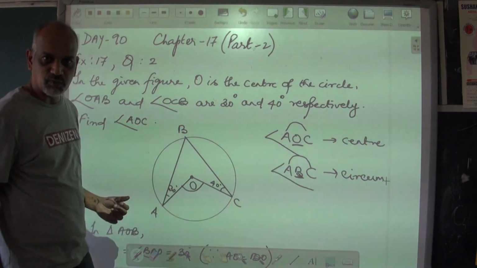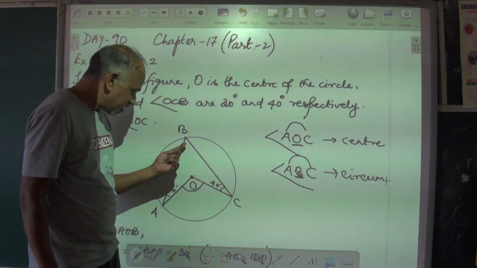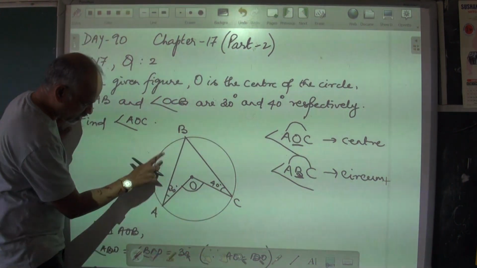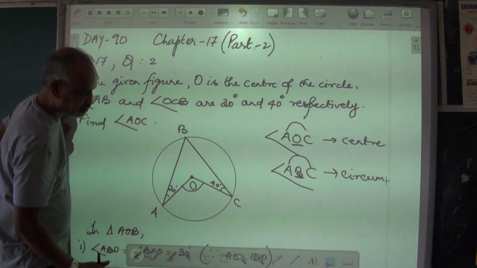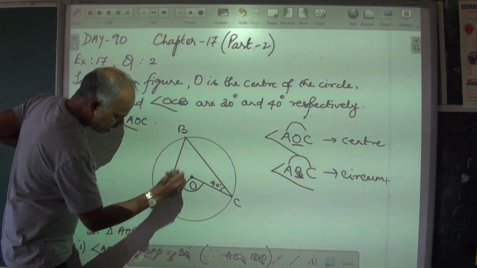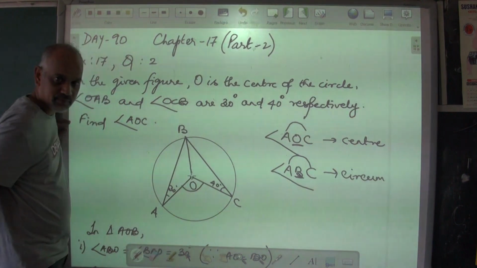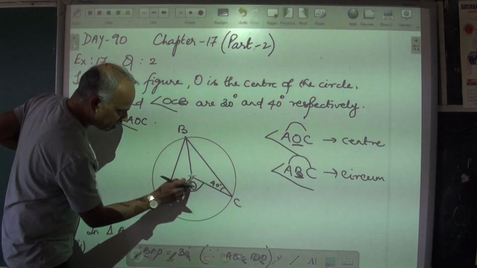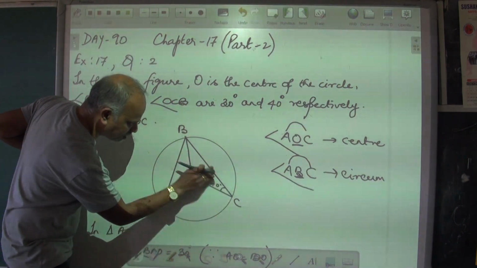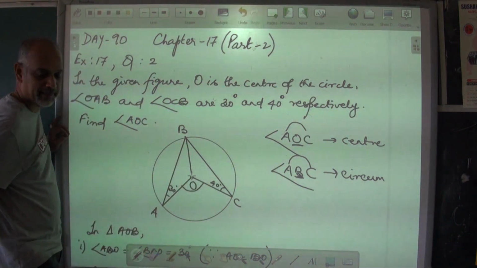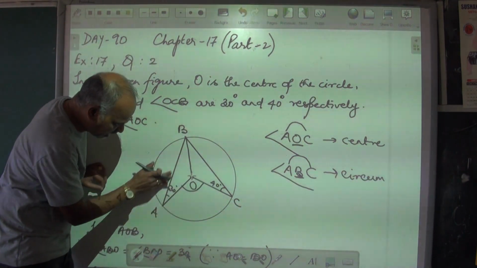There are only two angles which are known. One is 30, one is 40. So to find this, what I am going to do is divide this figure into two parts. I am going to draw a straight line from B to O, dividing this figure into two smaller triangles. One triangle is here, one triangle is there. Now look at the first triangle.